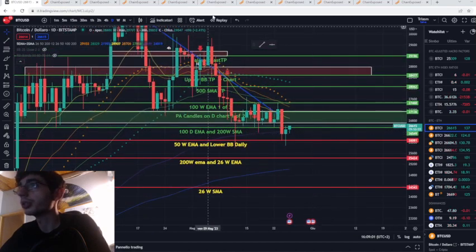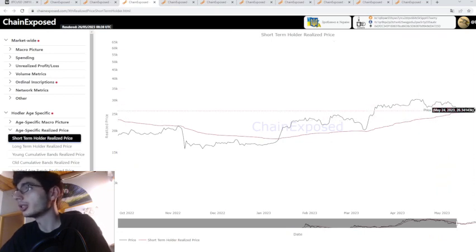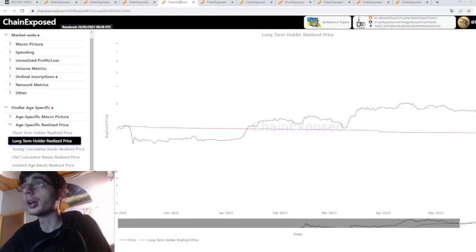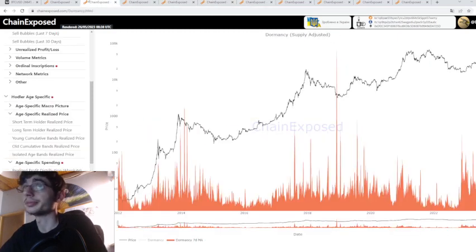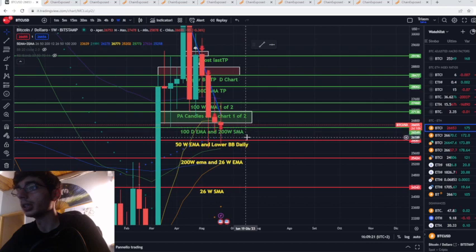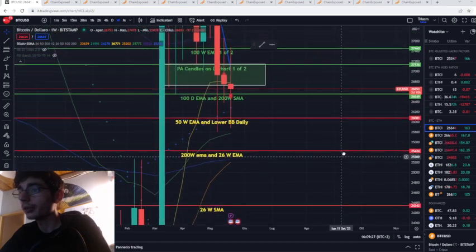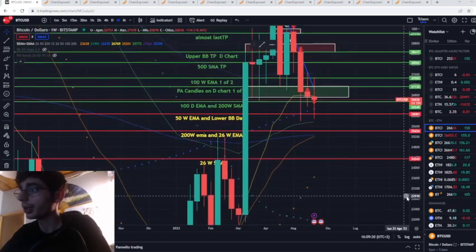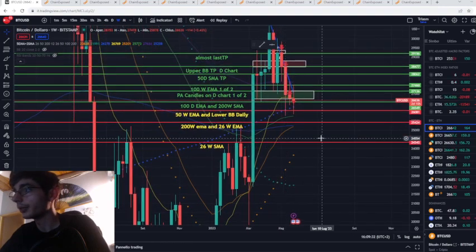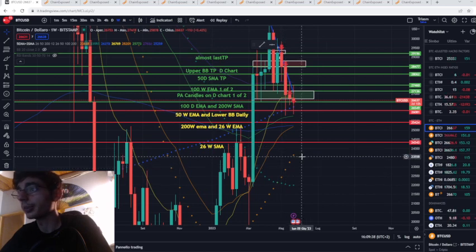If we don't manage to stay above the short-term holder realized price right here, if we don't manage to stay above 25.8, nor take into consideration the 25k level, that is more or less the 200 right here, 25.3, the 200 EMA on the weekly, 25.3. If we don't manage to get there, we will fall back probably to 24k, 24.3 at this point to this 26 SMA, and 23.8 directly.